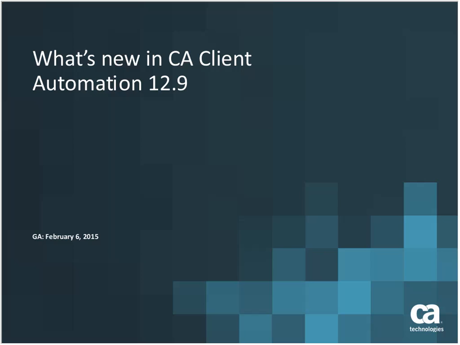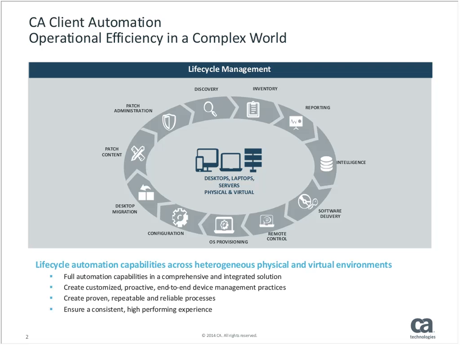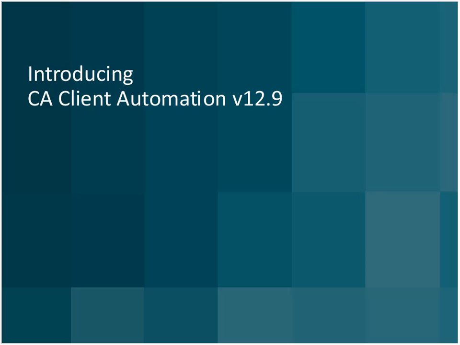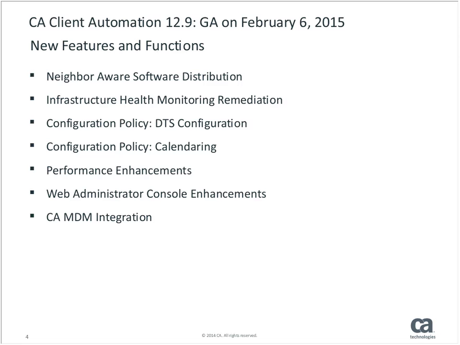Hello, everyone. We wanted to have this conference call today to go over what we just released, NCA Client Automation 12.9. We did go GA last Friday, February 6th. So I wanted to take you very quickly through some of the new features that we've added. Now, we've added these new features. I'm just going to go over them at a very high level today.